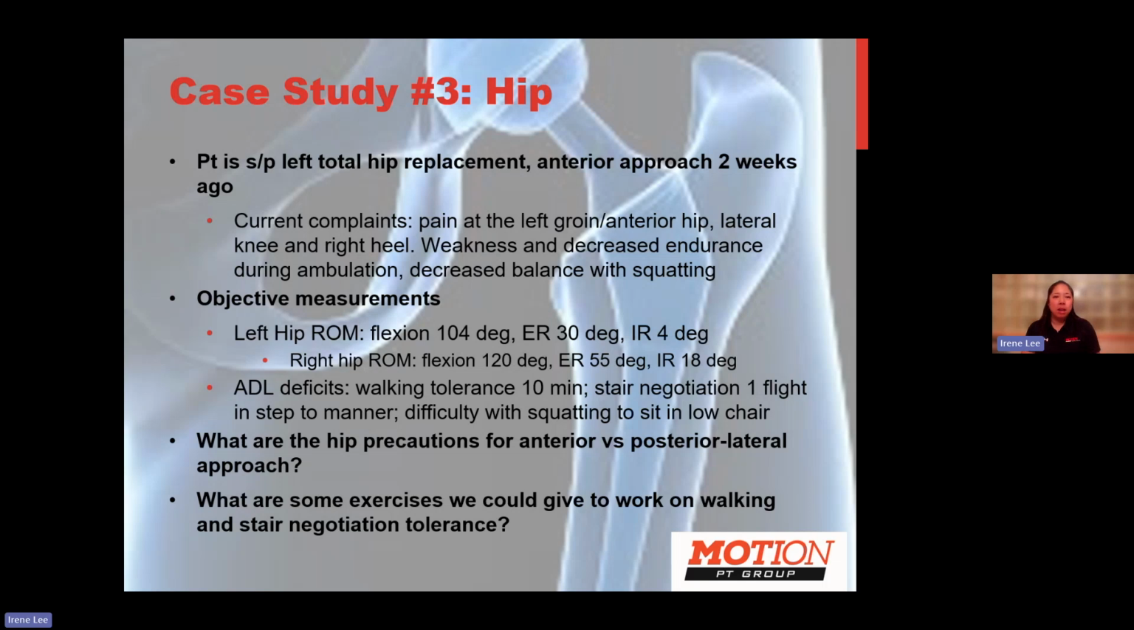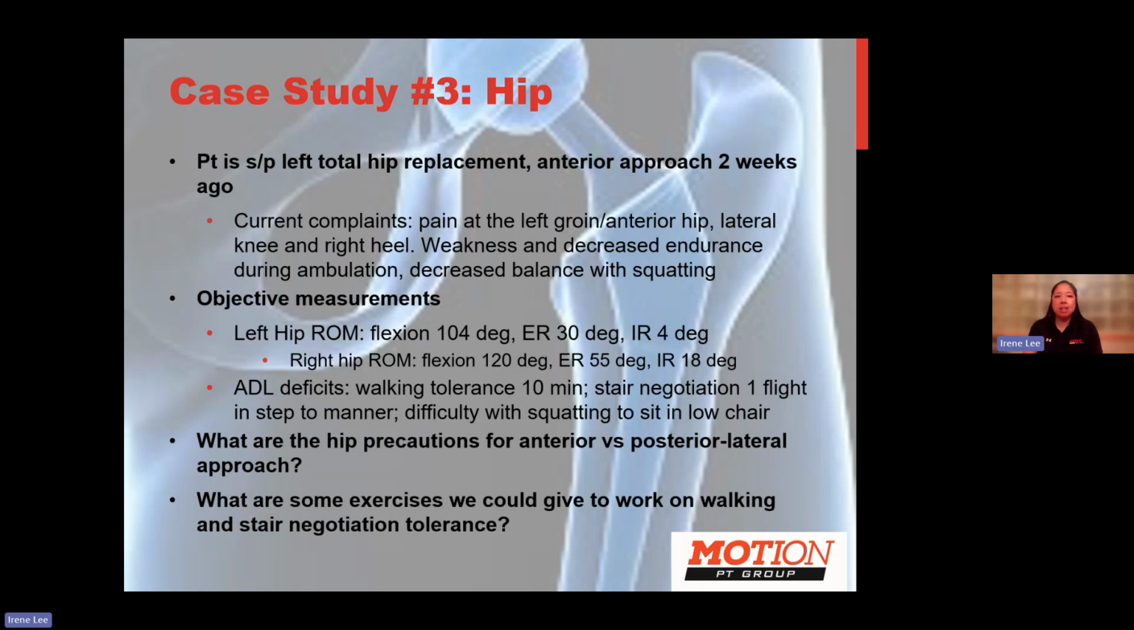So his objective measurements include: his left hip flexion was 104, kind of stiff and painful. External rotation only went to about 30 degrees. External was only to 4. And as you can see with the comparison, the right hip had about 120 degrees, 55 and 18.